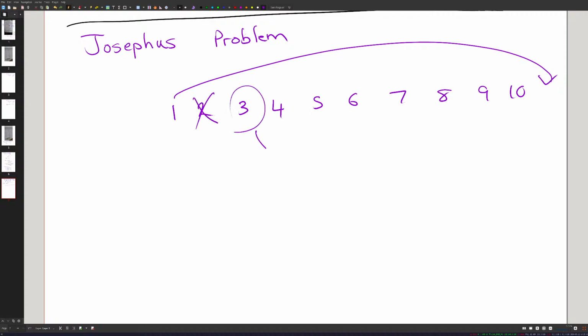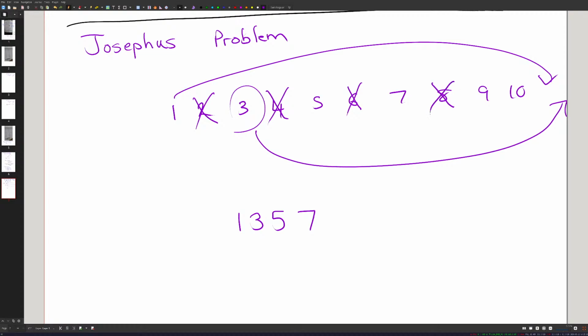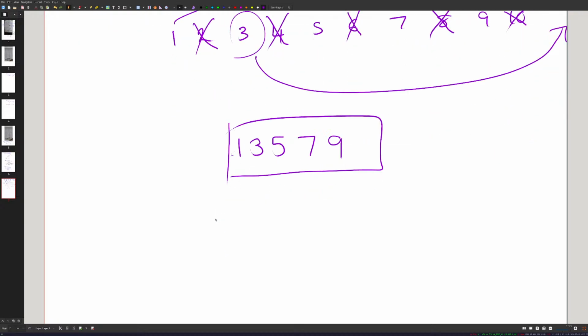Now 3 is in the front. Then 3 is going to go to the back. So this is what the back of the queue now looks like. And then 4 leaves. And then 5 is going to go to the back. And 6 leaves. And then 7 is going to go to the back, and 8 leaves. And then 9 is going to go to the back, and then 10 leaves. And now we're at what was the back of the original queue. So this is what our queue looks like now.